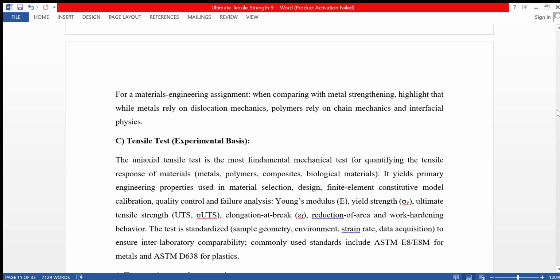The uniaxial test is the most fundamental mechanical test for quantifying the tensile response of materials. It yields primarily engineering properties used in material selection, design, finite element and constitutive model calibration, quality control, and failure analysis: Young's modulus, yield strength, ultimate tensile strength, elongation at peak and at break, reduction of area, and work hardening behavior. The test is standardized to ensure inter-laboratory comparability. Commonly used standards include ASTM E8 or E8M for metals and ASTM D638 for plastics.